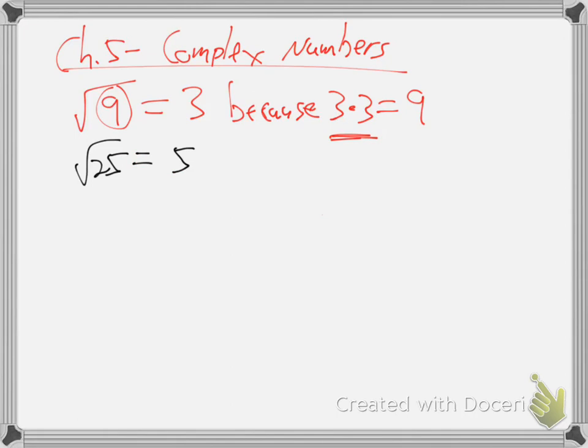Here comes the weird one. What would be the square root of negative 25? Is it negative? First off, is it negative 5? Would that be true? No. It's not a negative 5. That's not right, because negative 5 times negative 5 is not negative 25. It'd be positive. It wouldn't be negative. So that's not right.